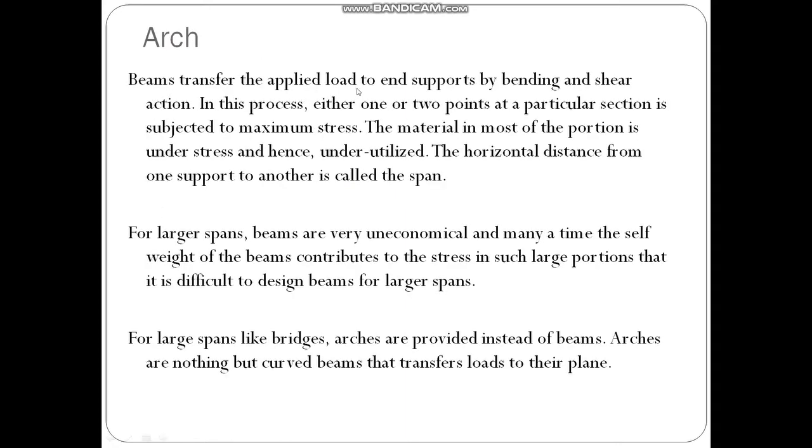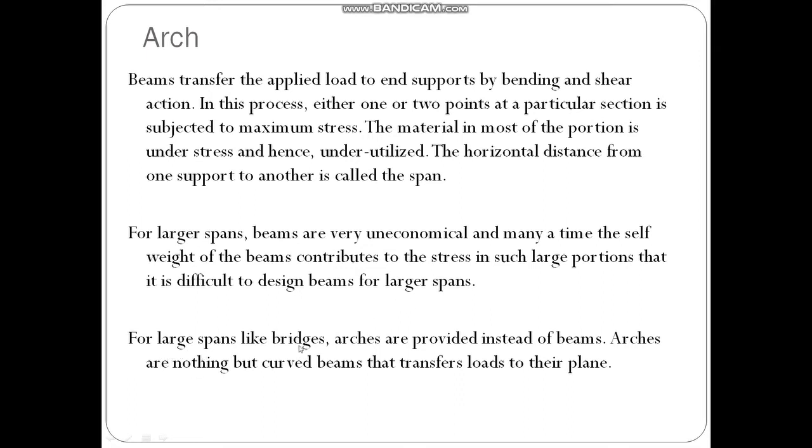Beams transfer the applied load to end supports by bending and shear action. In this process, either one or two points at a particular section are subjected to maximum stress. The material in most of the portion is under low stress and hence underutilized. The horizontal distance from one support to another support is called the span. For larger spans, beams are very uneconomical, and many a time the self-weight of the beams contributes to the stress in such large portions that it is difficult to design beams for larger spans.